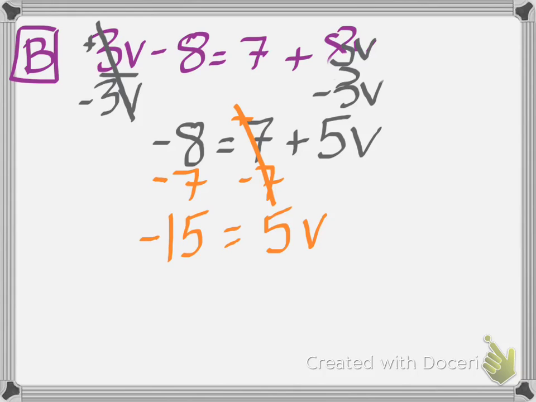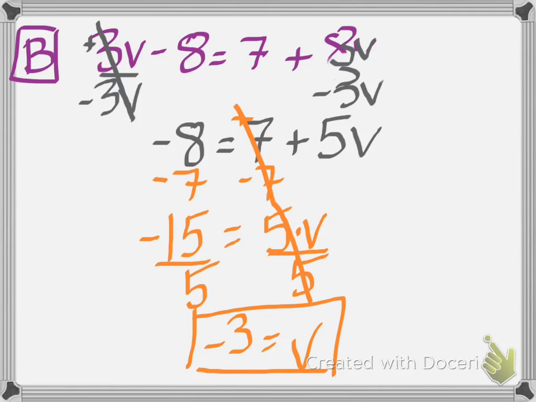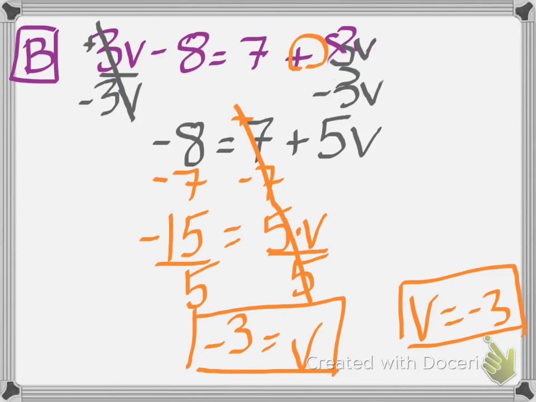Now I get to do the variable thing. I see multiplication. The inverse is division. Let's divide. And I have v equals, because this became 1, negative 15 divided by 5 is a negative 3. So at the end, my answer is negative 3 equals v. If you did it in a different order, if you moved this positive 8 first, you would get the answer v equals negative 3. You'll always get the same answer. It'll just be flip-flopped where the variable is on the left or the right.